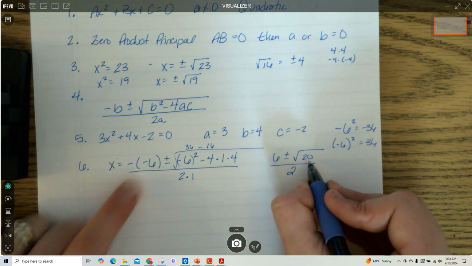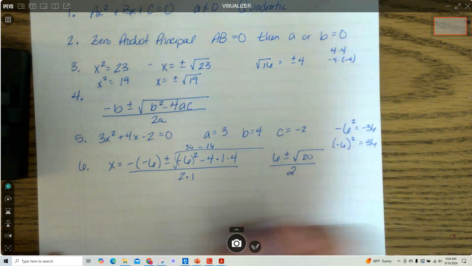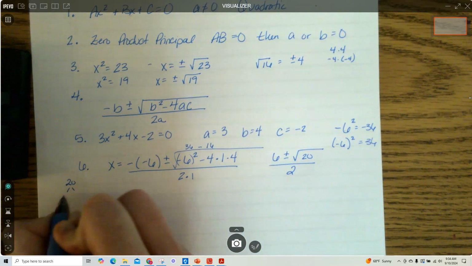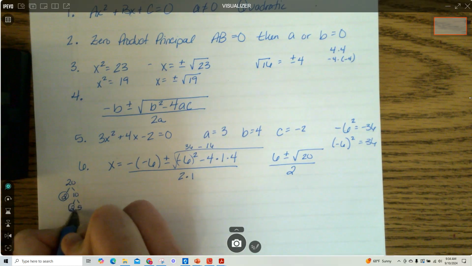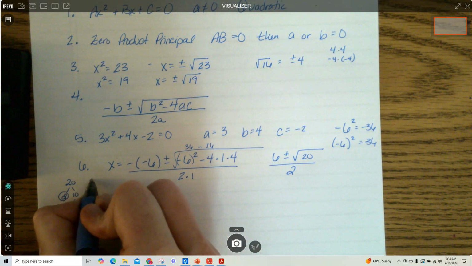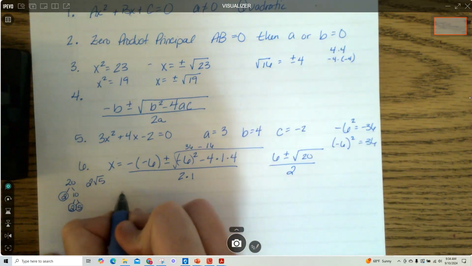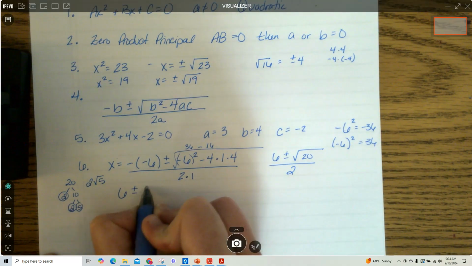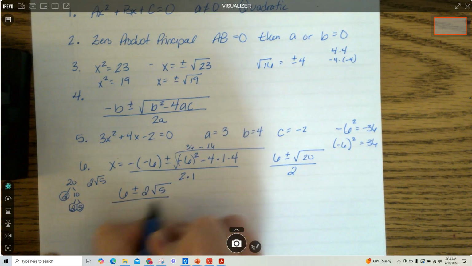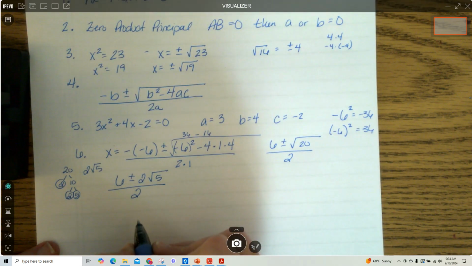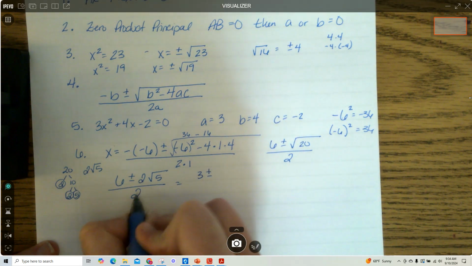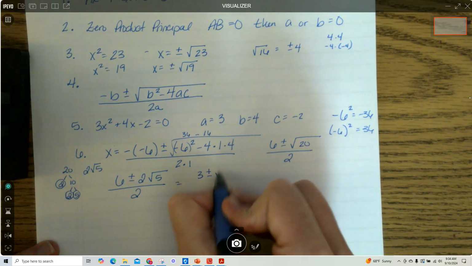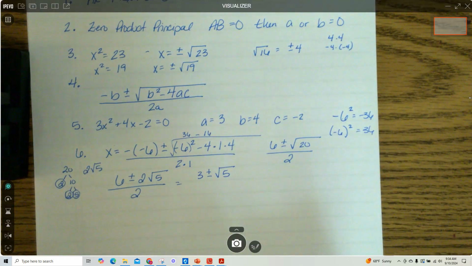All right, if we break the square root of 20 down, that's where we go next with this. We got 2 times 10, and then 2 times 5, which would be 2 times the square root of 5. So really what we have is 6 plus or minus 2 times the square root of 5 over 2. And then this simplifies. 6 divided by 2 is a 3. 2 divided by 2 cancels out. And we're left with just the square root of 5. That's where these get tricky, is simplifying them down.